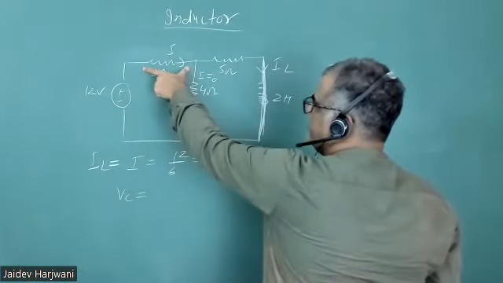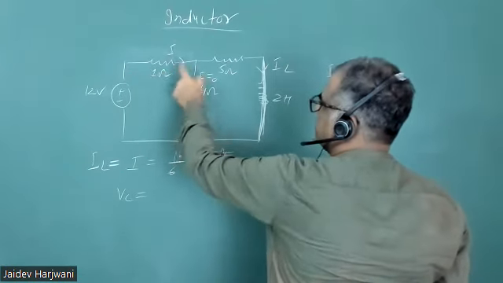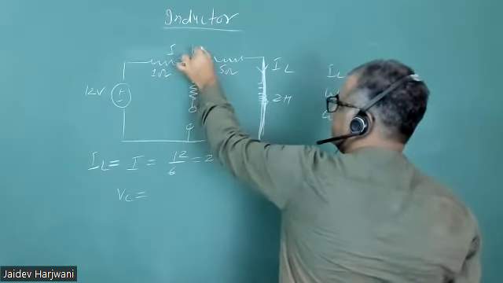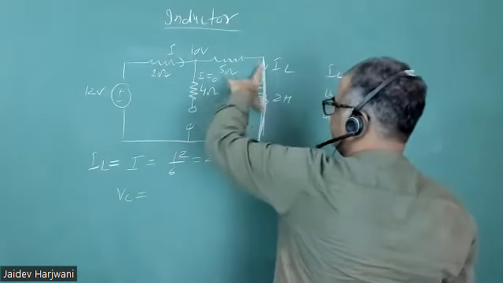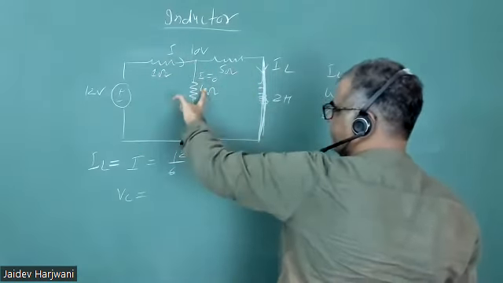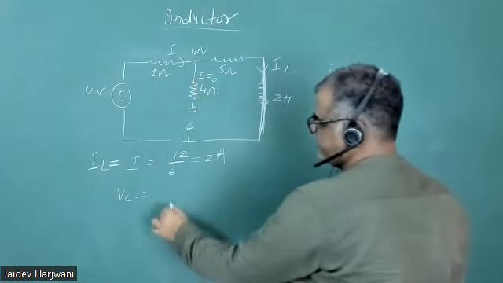So this 2 volt will be lost here. Okay. 12 minus 2, here you will be having 10 volt. So whatever voltage is here, that will come across this 5 ohm, and that is across the capacitor. So this is your 10 volt. Is that clear?